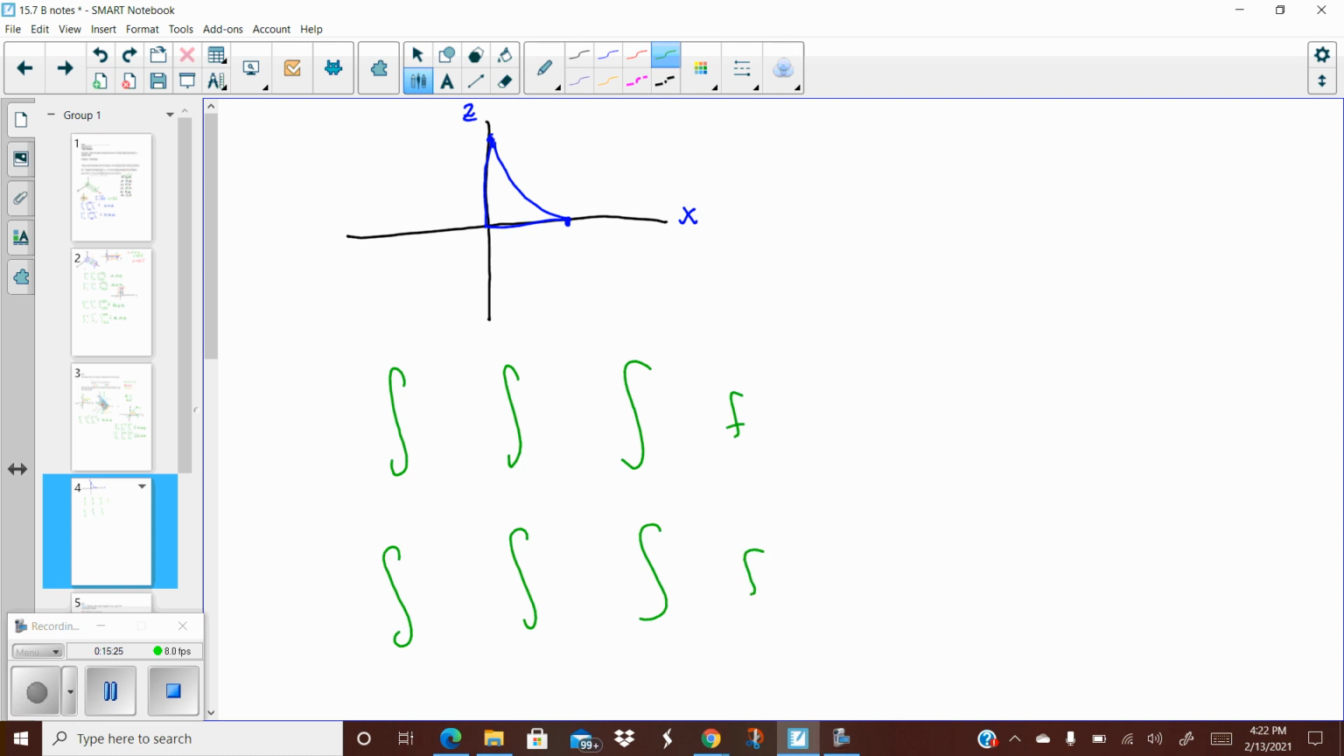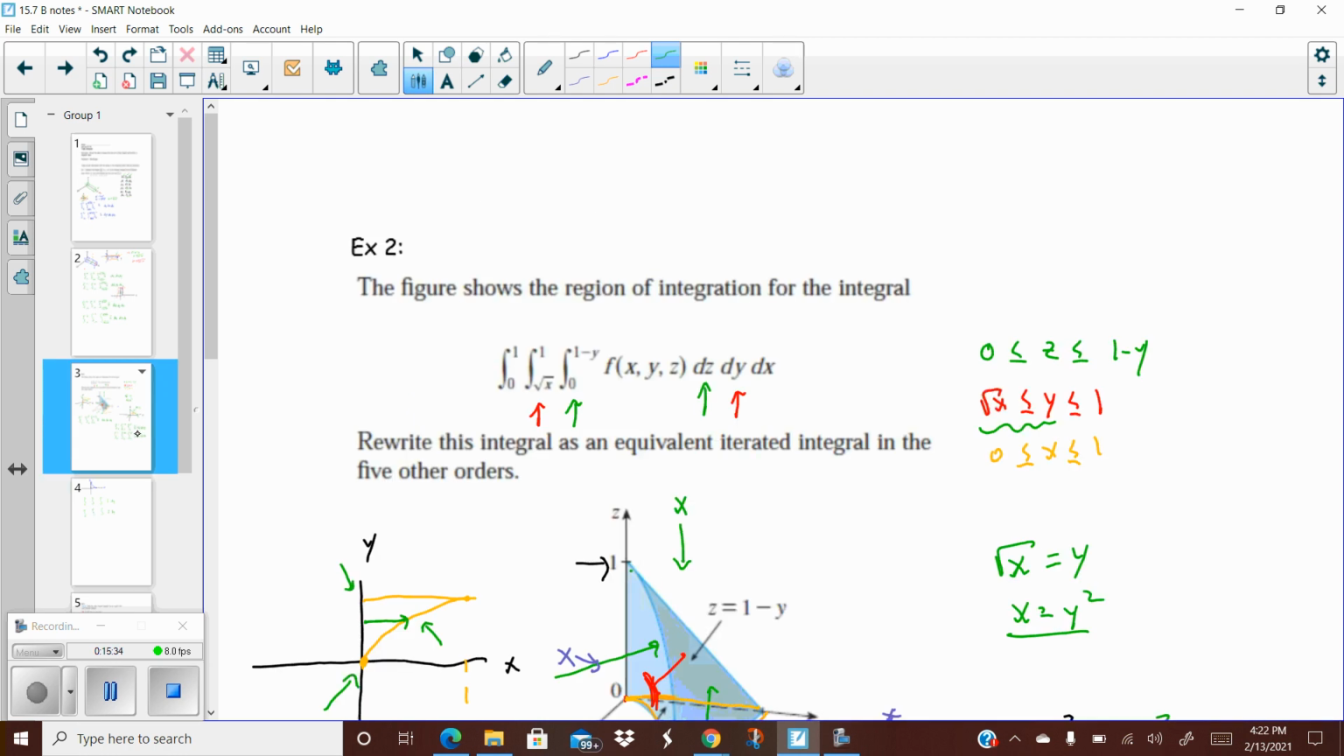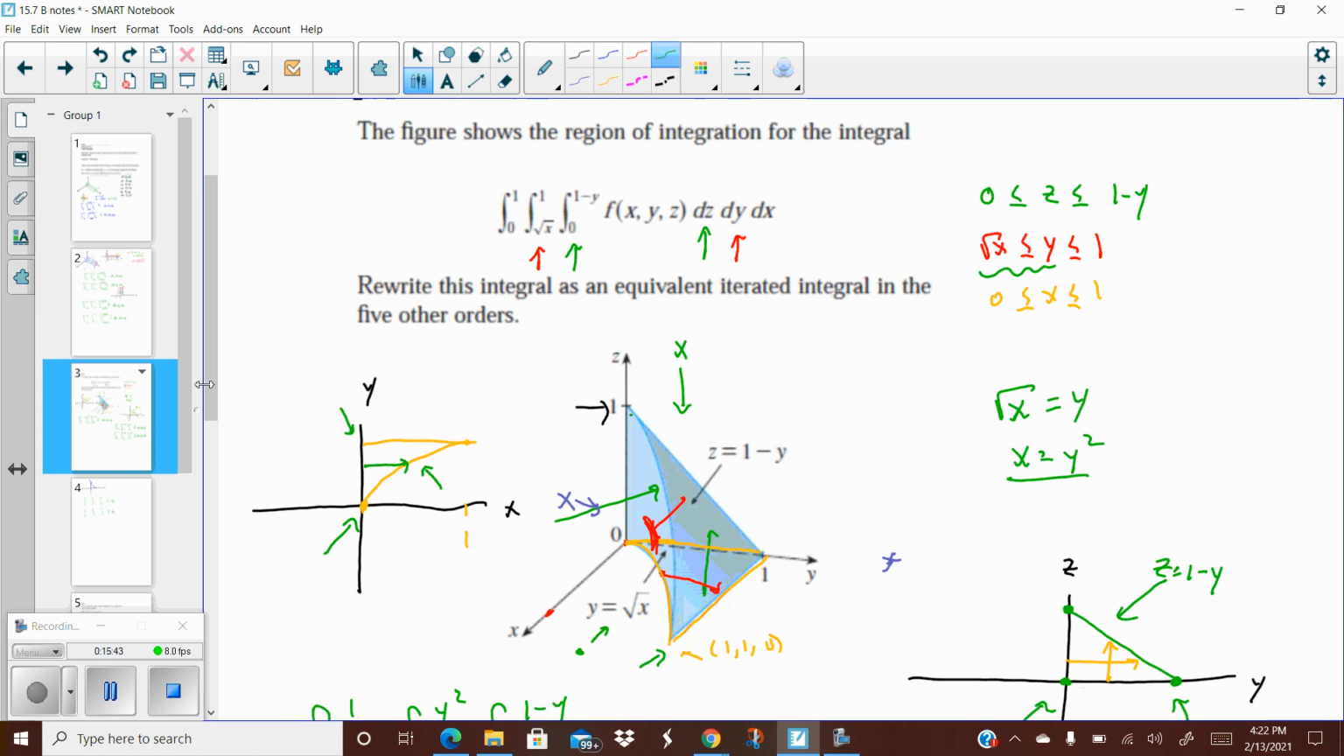Of f. So this is first going to be dy, so we do need to know what y is going to vary from. All right, let's go back to the original. So y varies from the square root of x. Let's see. Y is going to vary from the square root of x up to 1. At least that's what it looks like. Nope, I apologize. Y is going to go from the square root of x. This is the hardest one.